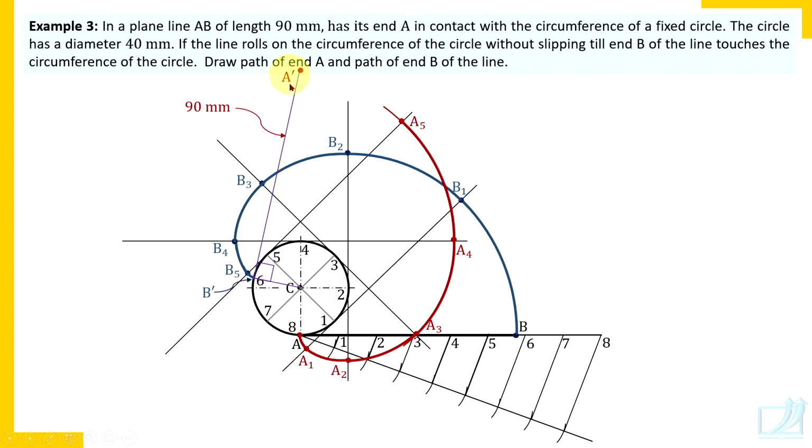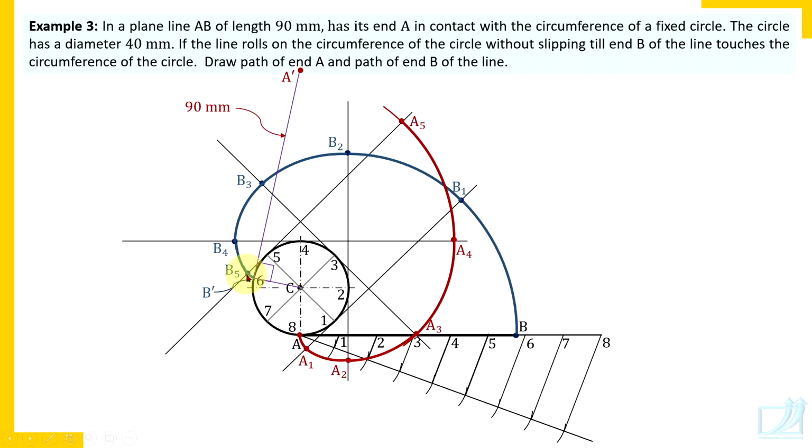What is the length A dash B dash? 90. What is the length AB? 90. Length A1 B1 is also 90. Length A2 B2 is also 90. Because these tangents are nothing but positions of line AB. This is the final position of line AB, A dash B dash.